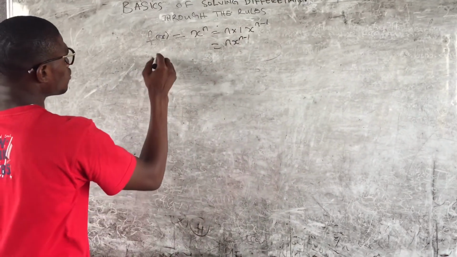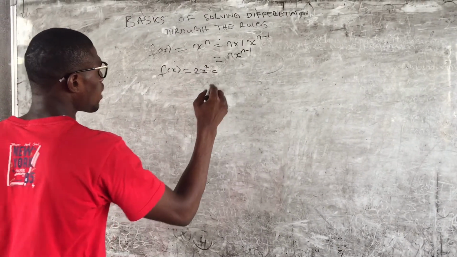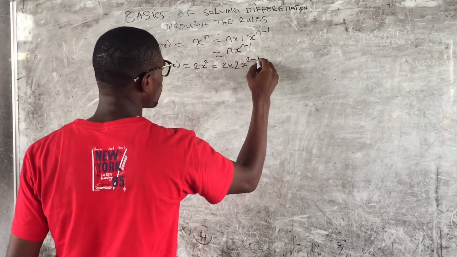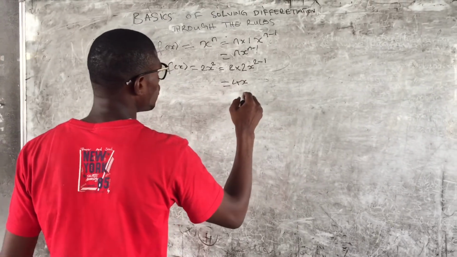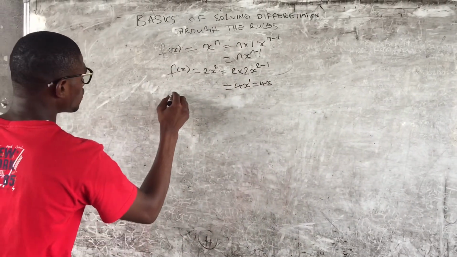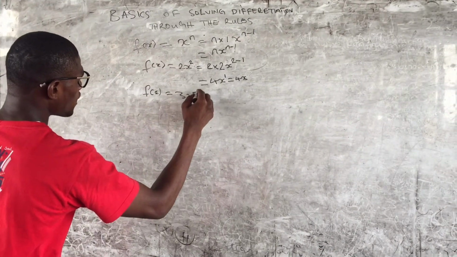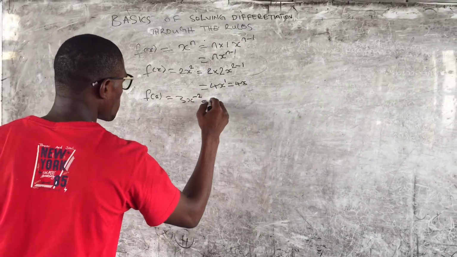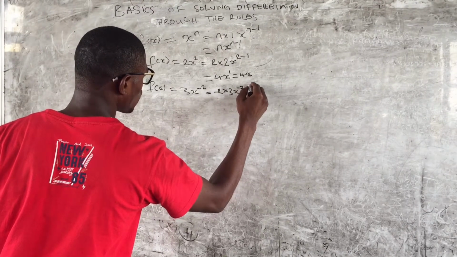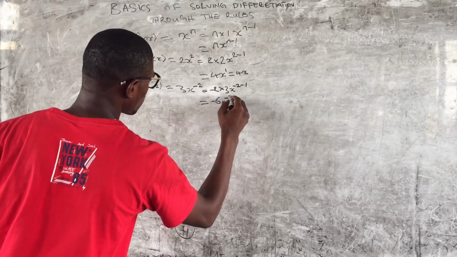So for example, if I'm given f of x equals 2x raised to the power of 2, I will have 2 times 2 times x raised to the power of 2 minus 1. So my result will be 4x raised to the power of 1, which is 4x. Then if I'm given f of x equals 3x raised to the power of minus 2, I will have minus 2 times 3 times x raised to the power of minus 2 minus 1. So my result will be minus 6x raised to the power of minus 3.